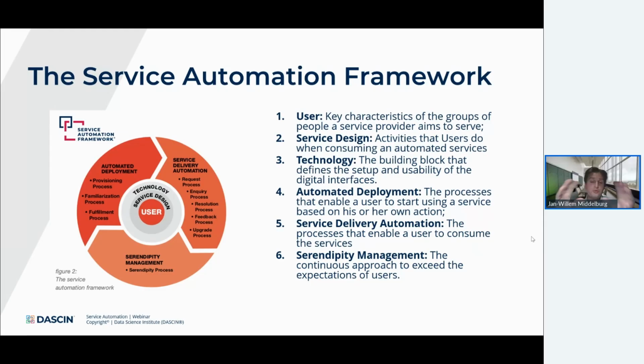So those three elements are kind of like what we call the design elements. Those are the key things that you would need to set up right from the start. Now, in the circles that you see around that, we focus on the delivery of those services. And the first key aspect that you need to make sure is set up is what we call automated deployment.